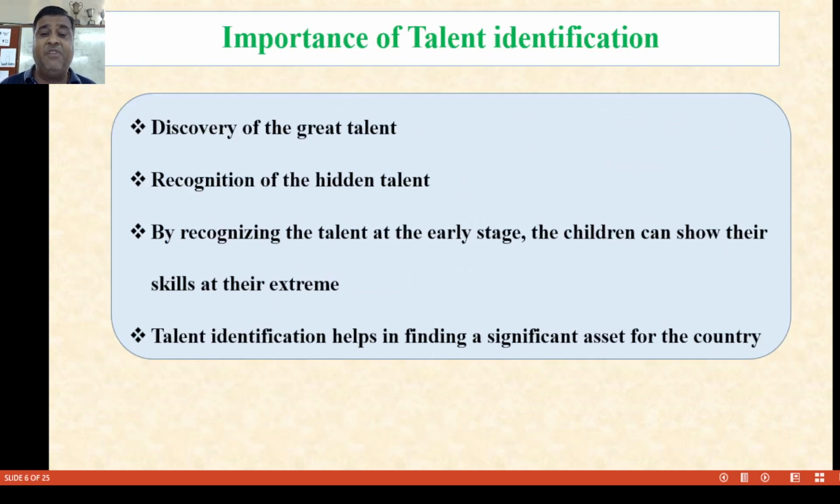Now, the importance of talent identification. First, it helps to discover different types of great talents, and recognize hidden talents, छुपे हुए talents. By recognizing talents at early stages, the children can show their skills at extreme levels. Talent identification helps in finding a significant asset for the country.